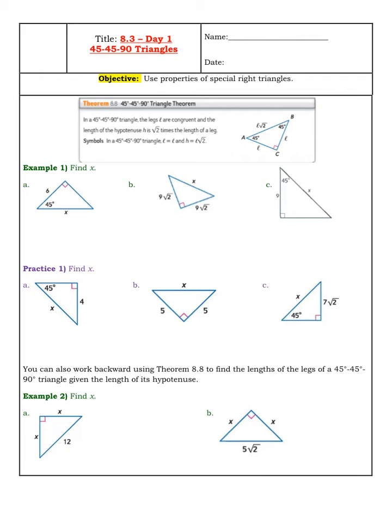Hey everyone, today I'm going to talk to you about special right triangles. There's two types of special right triangles, 45-45-90 and 30-60-90 triangles, which I go over in my other video.